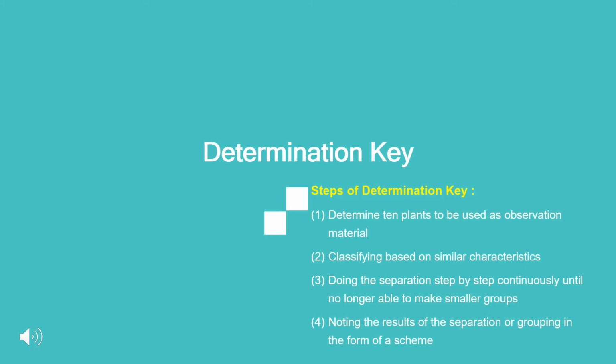After we know the purpose of the determination key, how can we make a determination key? There are some steps. 1 is determine 10 plants to be used as observation material or objects. 2. Classify based on similar characteristics. 3. Do the separation step by step continuously until you are no longer able to make smaller groups. 4. The result of the separation of grouping is in the form of a key.